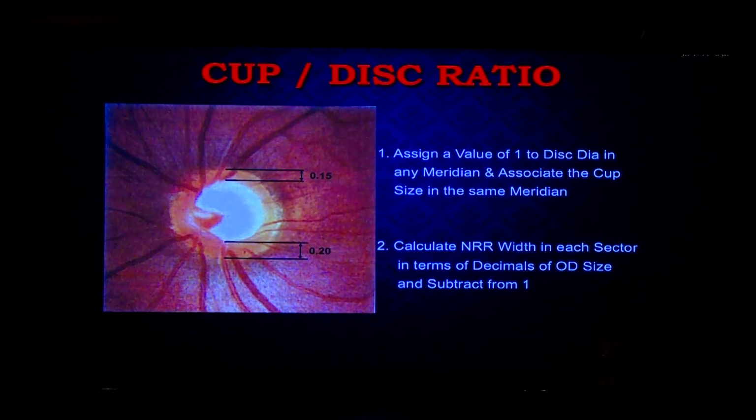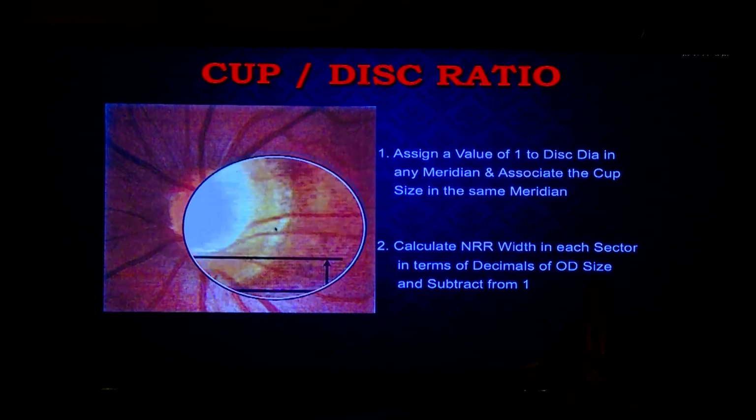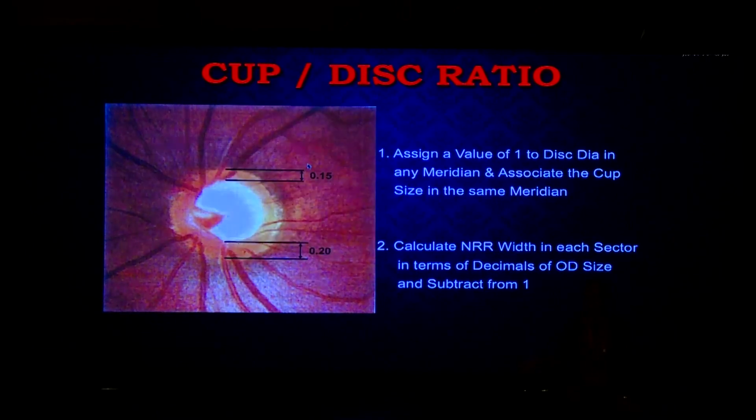The cup disc ratio, which is very important. So this is a basic. I don't know if there are any postgraduate students here, but when you define the size of the cup, you need to assign 1 to the disc, and then you measure the inferior rim and the superior rim, and say in this case it is 0.20 plus 0.15, that's 0.35, and you subtract it from 1, so that gives you 0.65 as the cup disc ratio in this particular case.